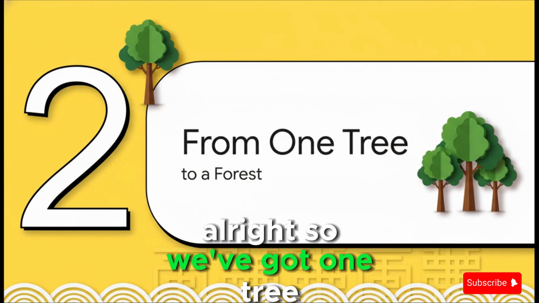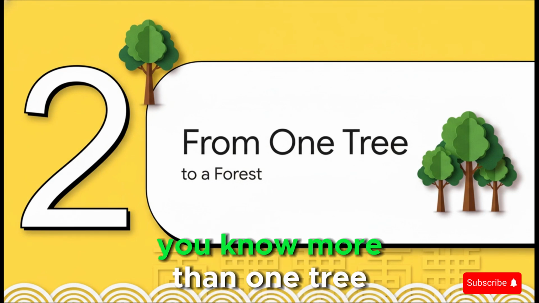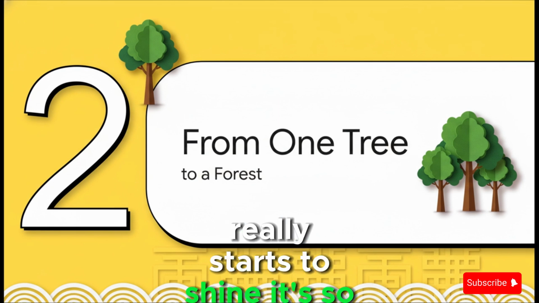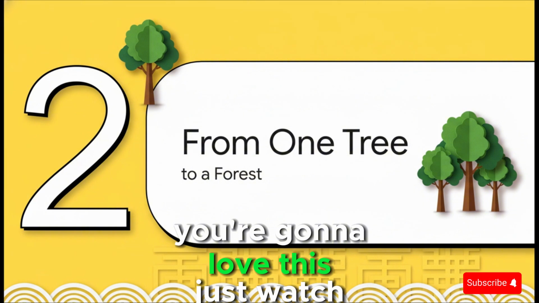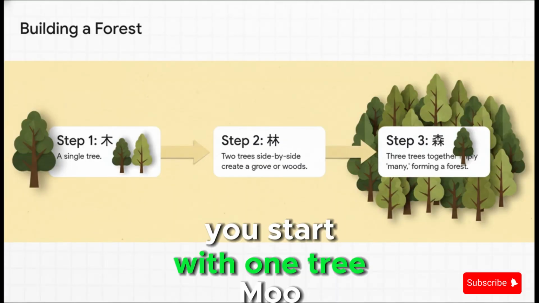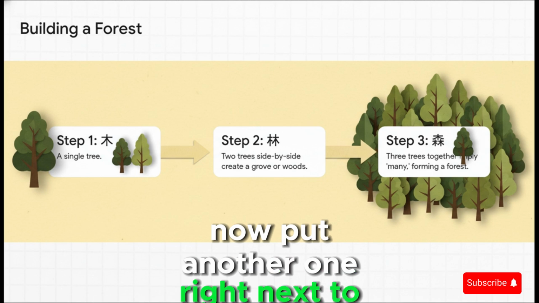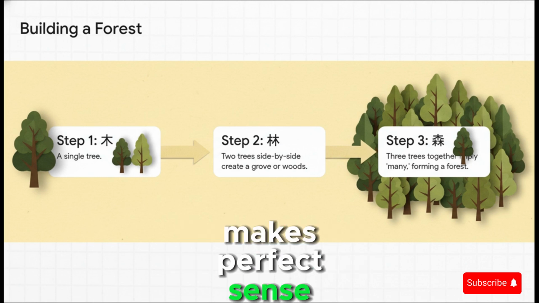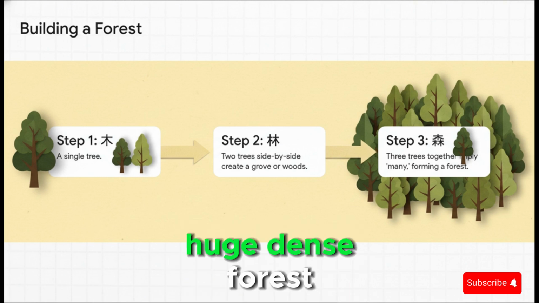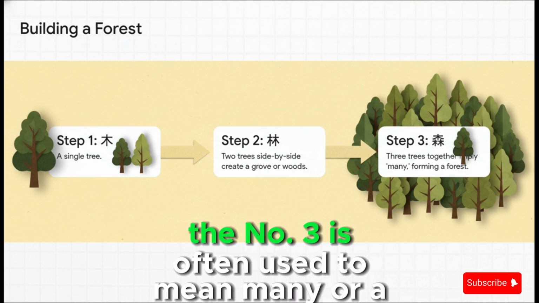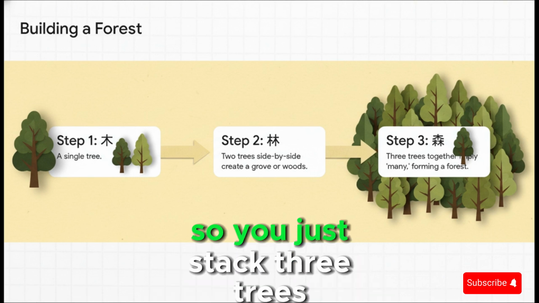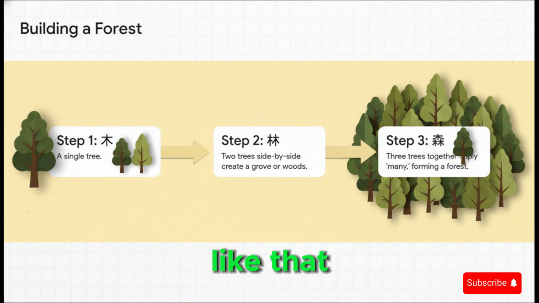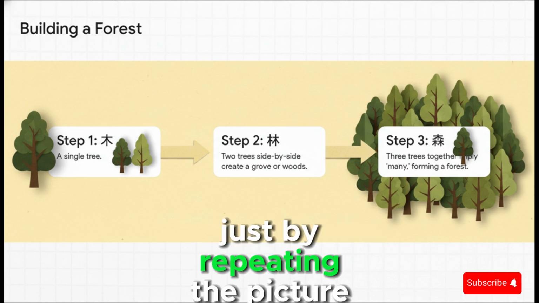All right, so we've got one tree. What happens when you want to talk about more than one tree? This is where the beautiful logic of Chinese characters really starts to shine. It's so intuitive, you're going to love this. Just watch how this builds. You start with one tree, Mu. Now, put another one right next to it, and boom, you get Lin. That means a grove or some woods. Makes perfect sense. But what if you want to talk about a huge, dense forest? Well, in Chinese, the number 3 is often used to mean many or a lot. So you just stack 3 trees together and you get Sen, a forest. Just like that, we went from a single tree to a whole forest just by repeating the picture.